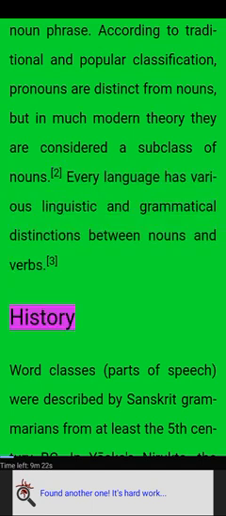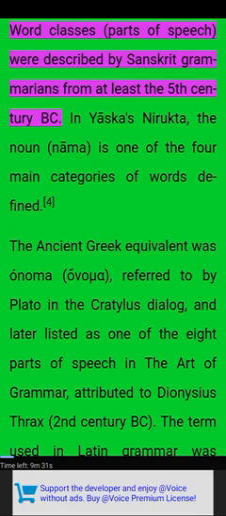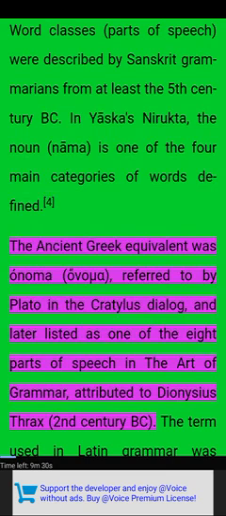History. Word classes, parts of speech, were described by Sanskrit grammarians from at least the 5th century BC. In Yaska's Nirukta, the noun nama is one of the 4 main categories of words defined. The ancient Greek equivalent was onoma, referred to by Plato in the Cratylus dialogue, and later listed as one of the 8 parts of speech in the art of grammar, attributed to Dionysius.